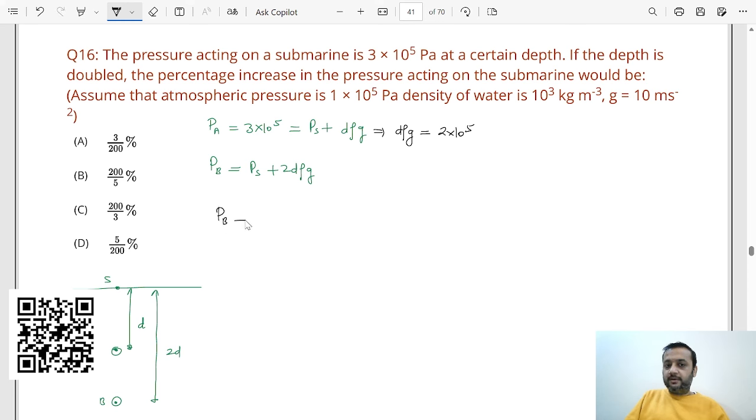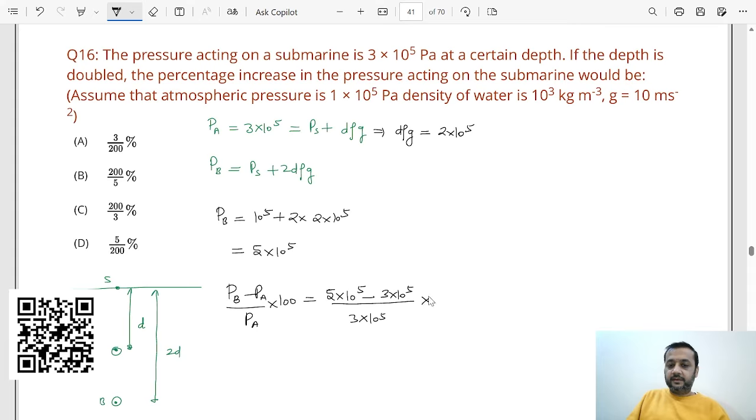So pressure at B will become 10 to the power 5 plus 2 into d rho g, which is 2 into 10 to the power 5. So overall this value becomes 5 into 10 to the power 5. So what is the percentage increase in the pressure? That will be (PB minus PA) upon PA into 100. That means 5 into 10 to the power 5 minus PA, which was 3 into 10 to the power 5, divided by 3 into 10 to the power 5, into 100. So 10 to the power 5 will get cancelled. So this will become 200 by 3%.